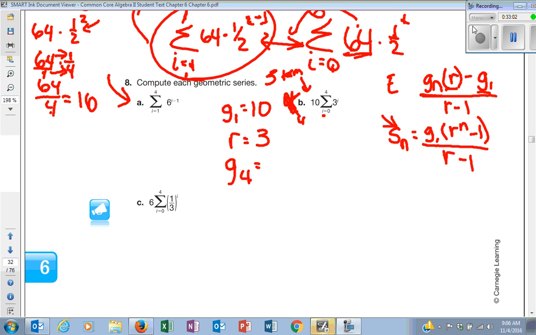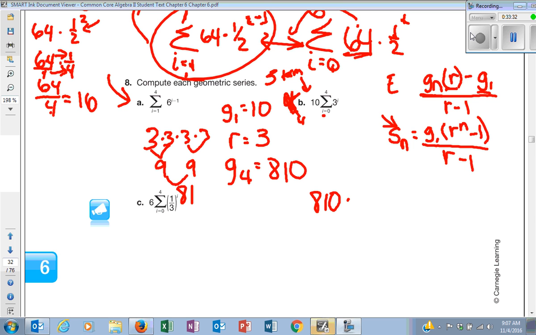G4 is going to be where I take 3, or I, and I put a 4. So 3 to the 4th power. If you think of that, that's 3 times 3 times 3 times 3. That's a 9. That's a 9. That's an 81. And then I take that 81 and times it by 10, so I get 810. So for Euclid's, I take the last term, 810. I times it by the common ratio of 3, and I minus 10 from that. And then I divide by 3 minus 1.